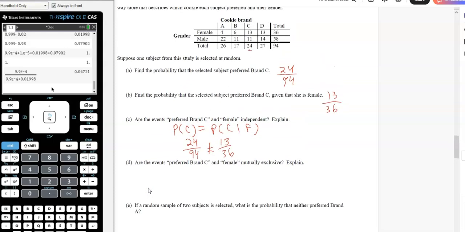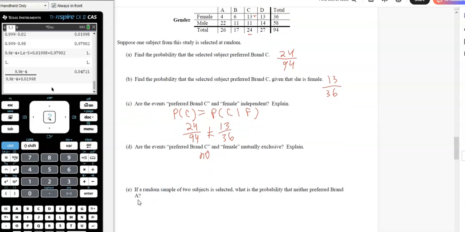Are the events prefer brand C and female mutually exclusive? Brand C and female, there's 13 cases where that happens. So we would say no. Why would you say no? Because it happened 13 out of 94 times. So the probability of brand C and female should be equal to 0 if they're mutually exclusive.